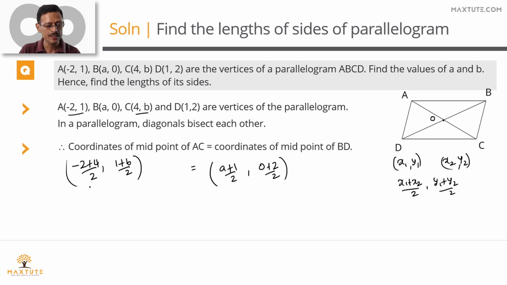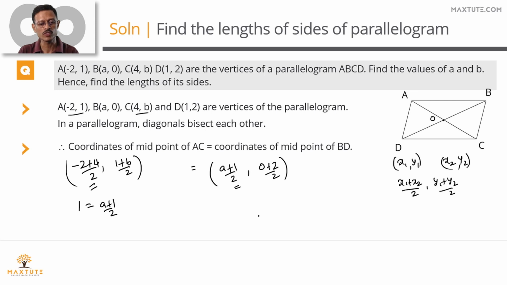So we can equate the x-coordinate from both these parts, and we can equate the y-coordinate from both these parts. Let's set about doing that. Minus 2 plus 4 is 2, by 2, which is equal to 1. So this is the x-coordinate as measured from the left-hand side. The x-coordinate as measured from the right-hand side is (a plus 1) by 2. So we're equating these two.